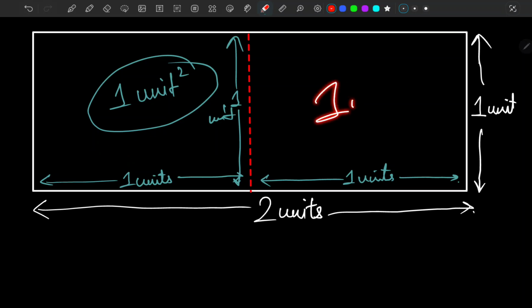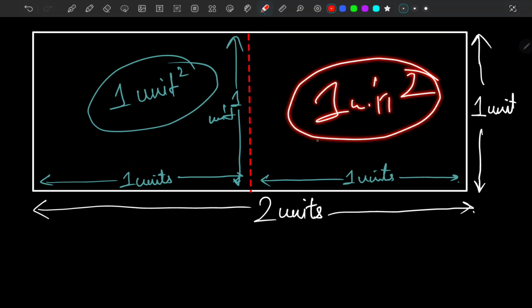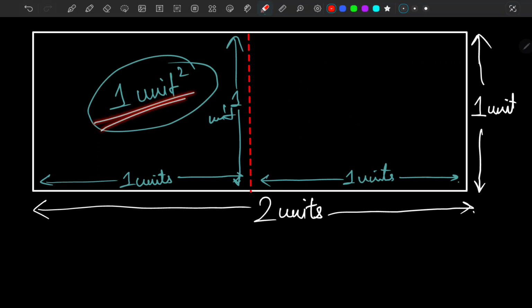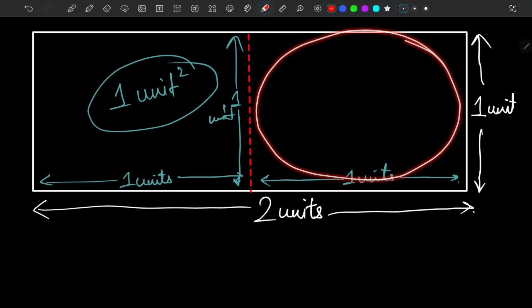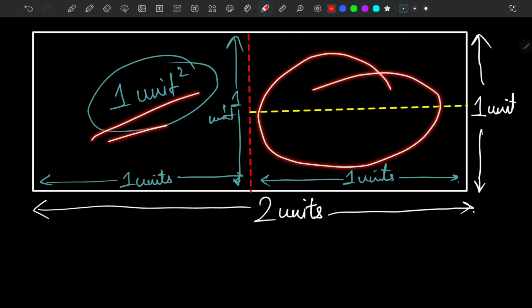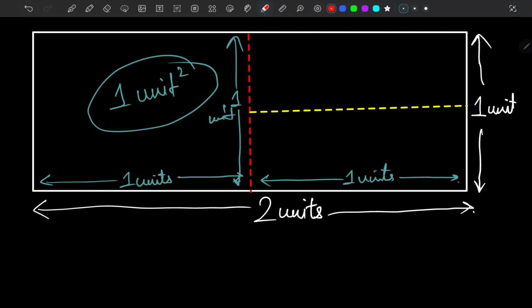And we have this 1 unit squared as well. The area of this one is also 1 unit squared, isn't it? And this one we have 1 unit squared. Okay, and now what I'm going to do is divide this second rectangle into two separate rectangles, equally. So look, this rectangle was your 1 unit, but again I have divided it into two equal parts.